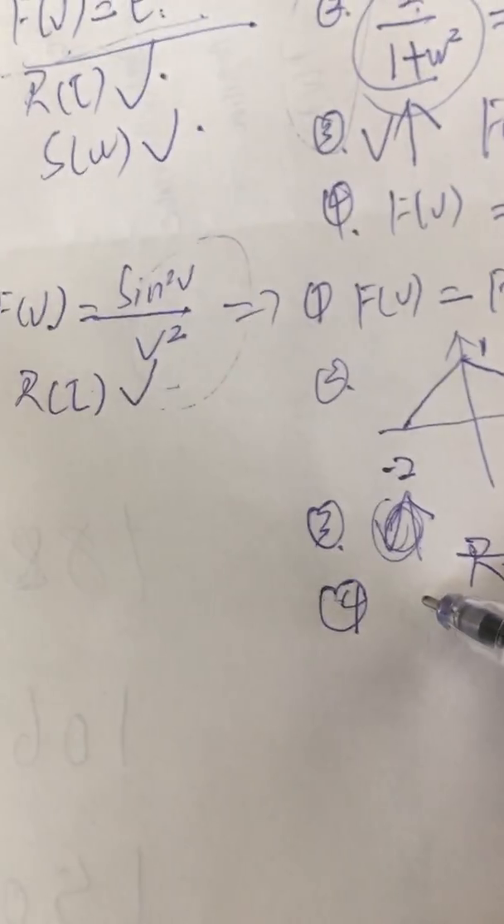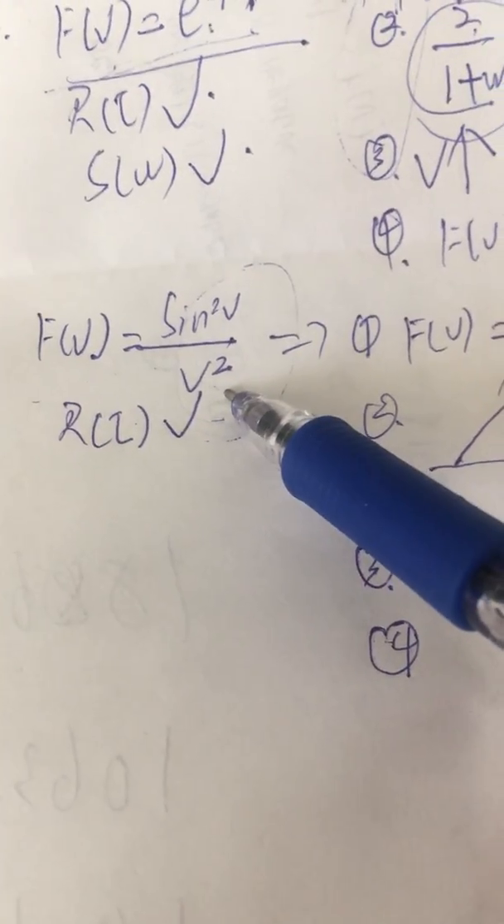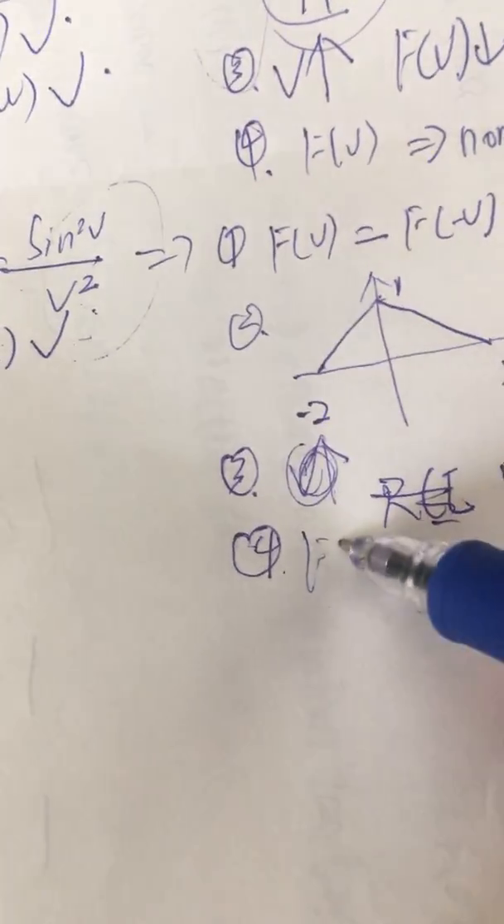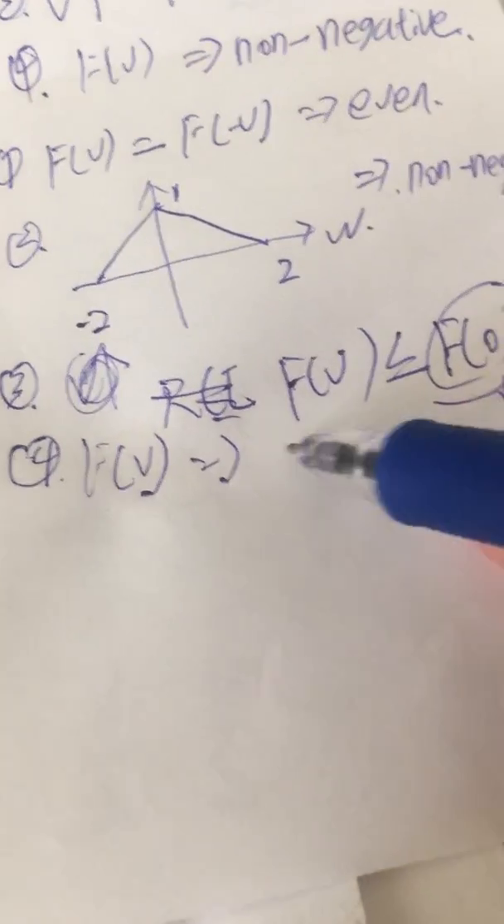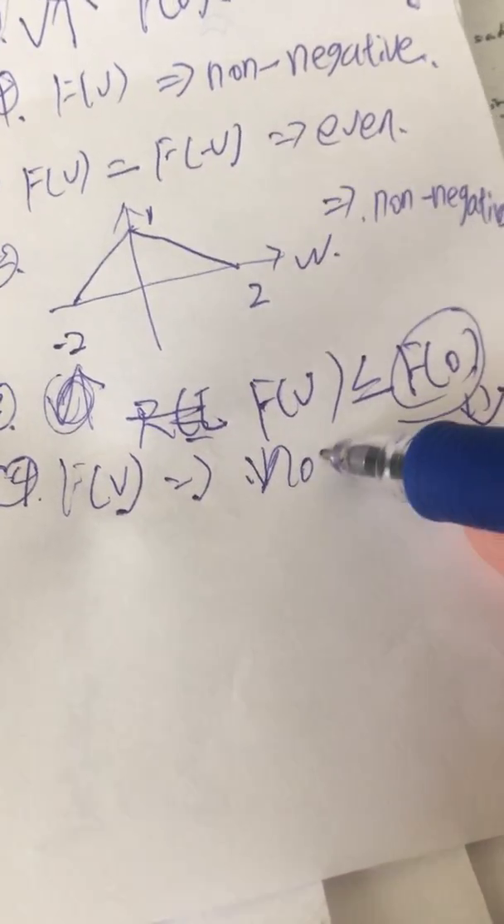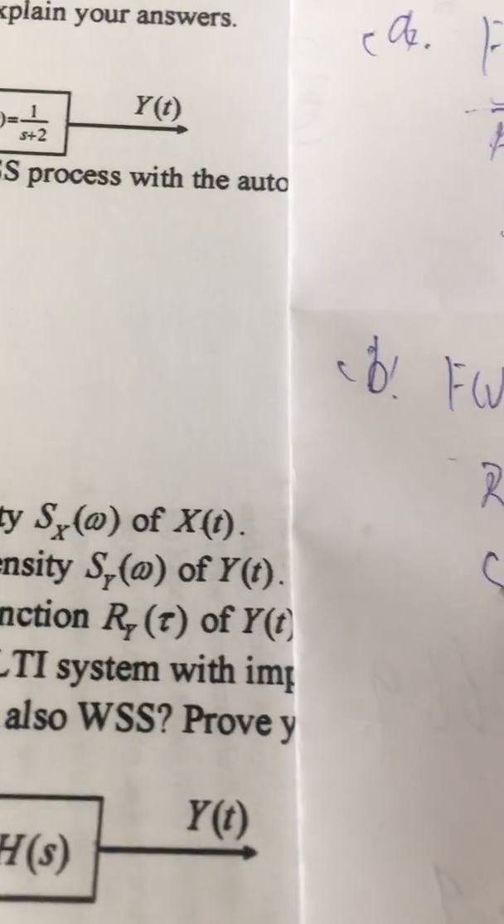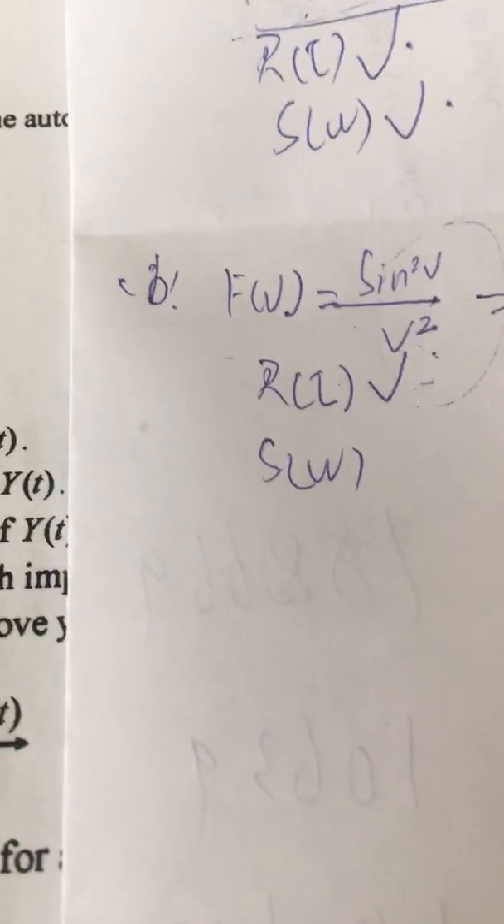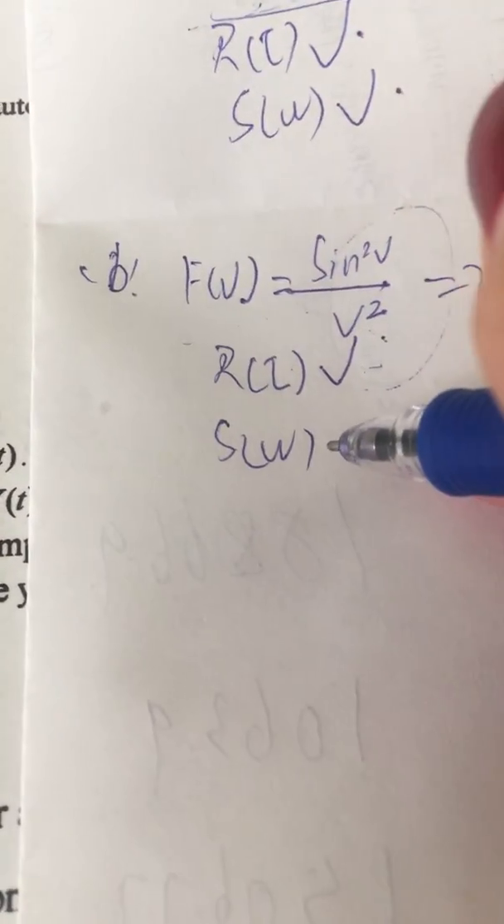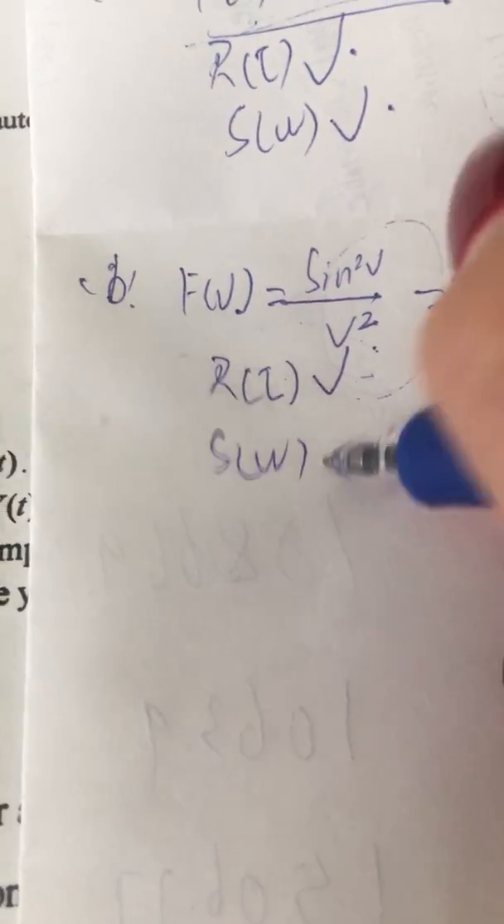And for the spectral density function, we need to prove this one is non-negative. So it's easy for us to know this one is non-negative. So it may represent the spectral density function.